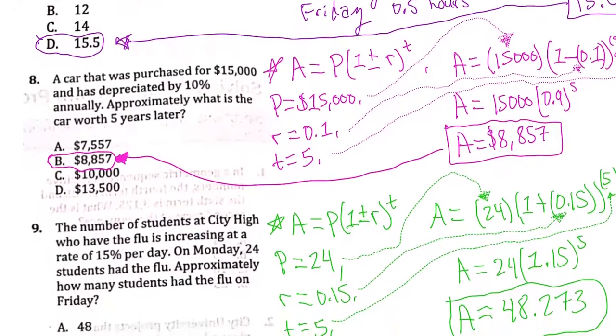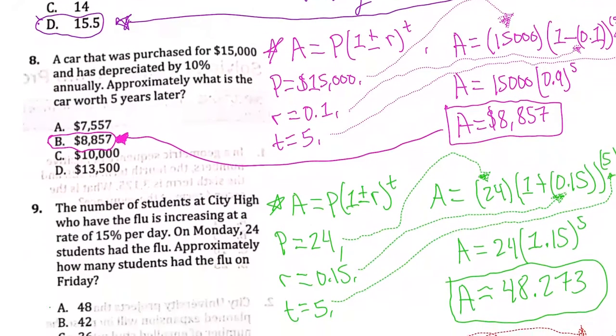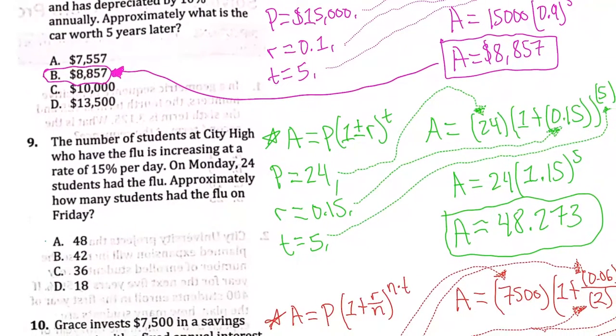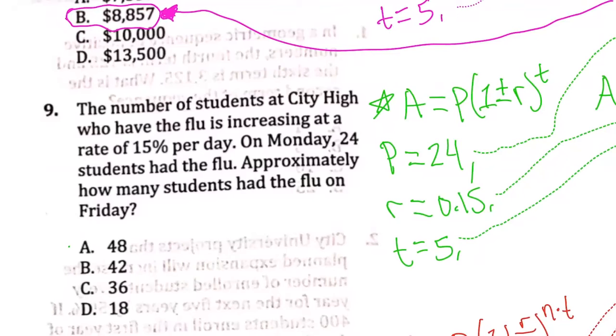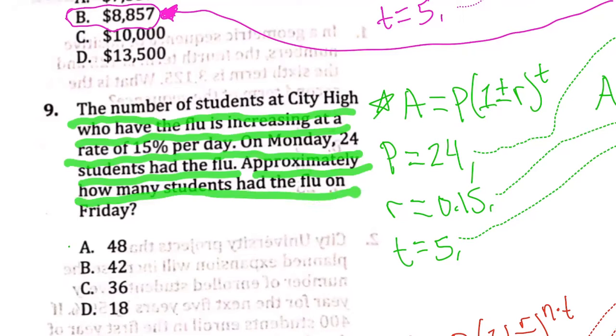And then for the next one, we're doing the same thing. We're using the same formula. The number of students at City High who have the flu is increasing at a rate of 15% per day. On Monday, 24 students had the flu. Approximately how many students had the flu on Friday?